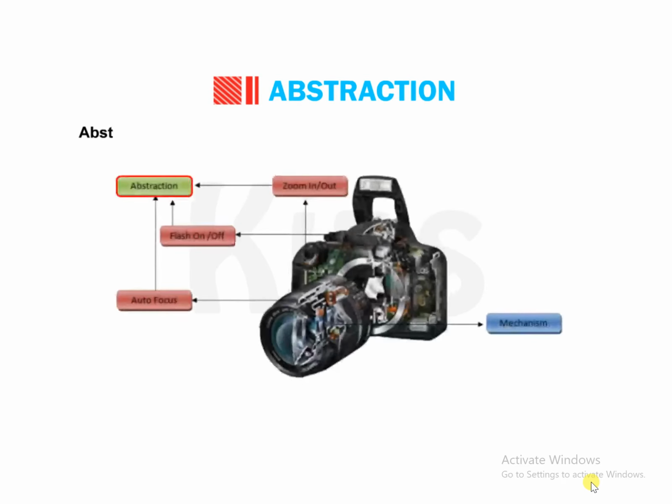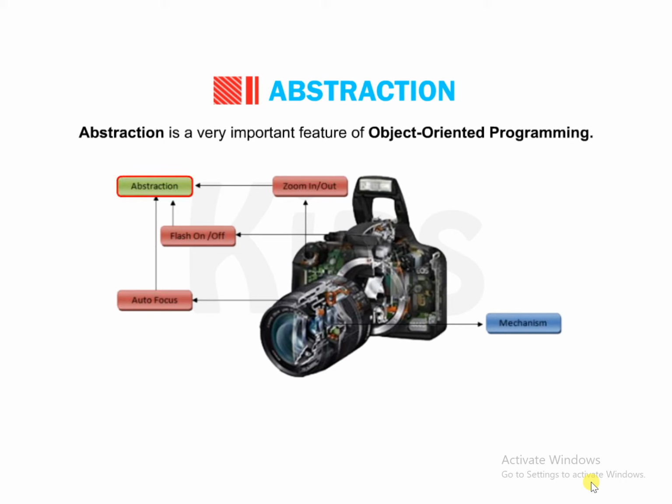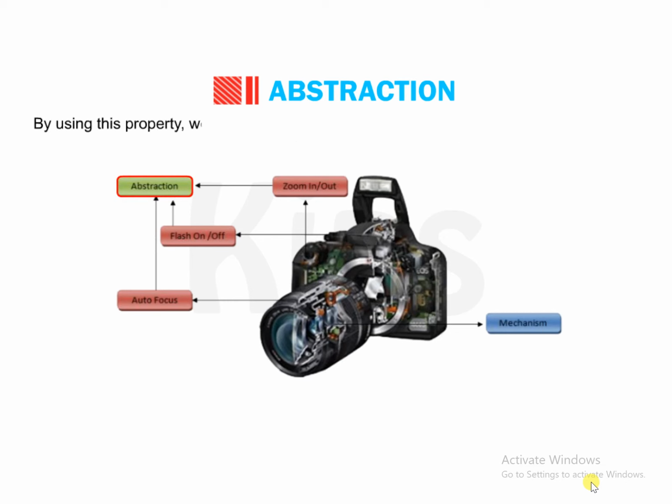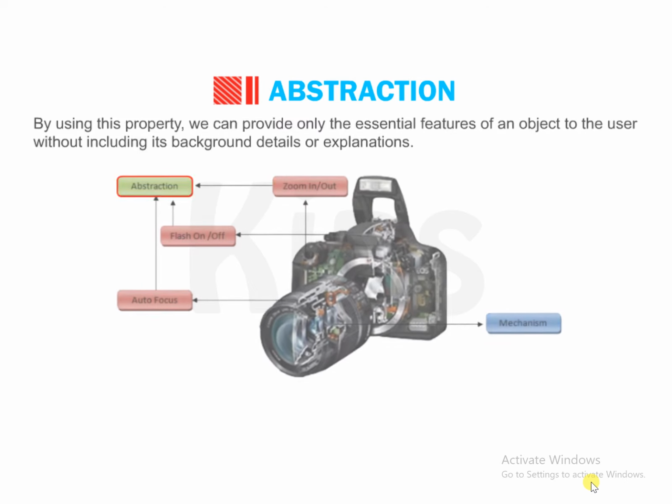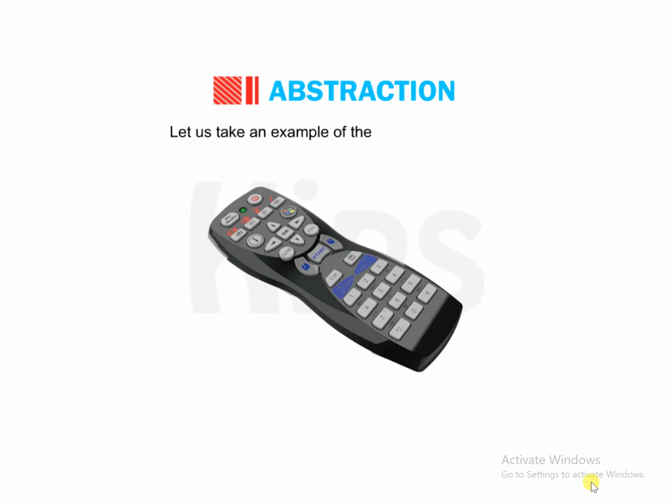Abstraction. Abstraction is a very important feature of object-oriented programming. It is used to manage the complexity of a system. By using this property, we can provide only the essential features of an object to the user without including its background details or explanations. Let us take an example of the TV remote control.